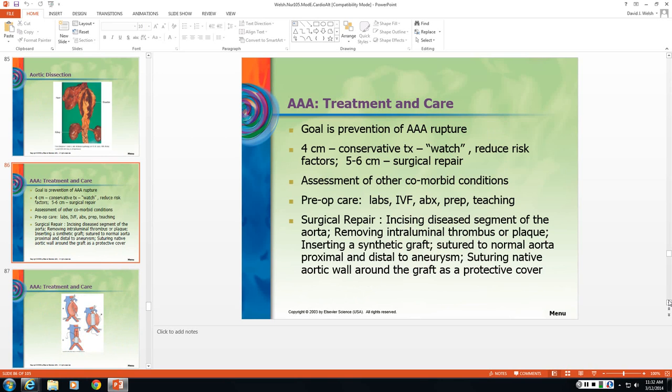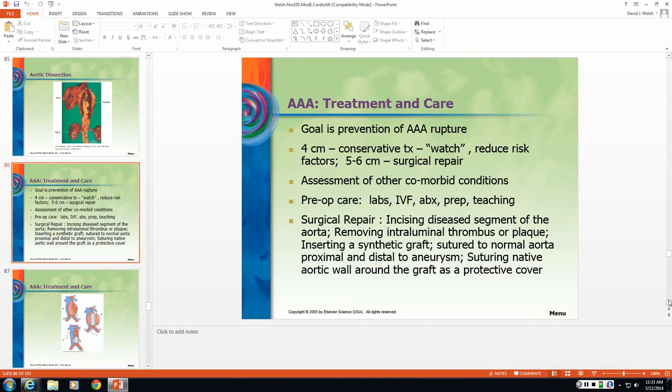So for AAA repair, aortic aneurysm, the goal is prevention of a rupture. So at 4 centimeters, you're going to do a conservative treatment. They're just going to watch it. They're going to try to reduce the risk factors. Usually if it's 5 to 6 centimeters, they're going to do surgical repair. You want to assess for any other comorbid conditions, anything that can hinder their treatment or hinder any kind of surgical treatment.